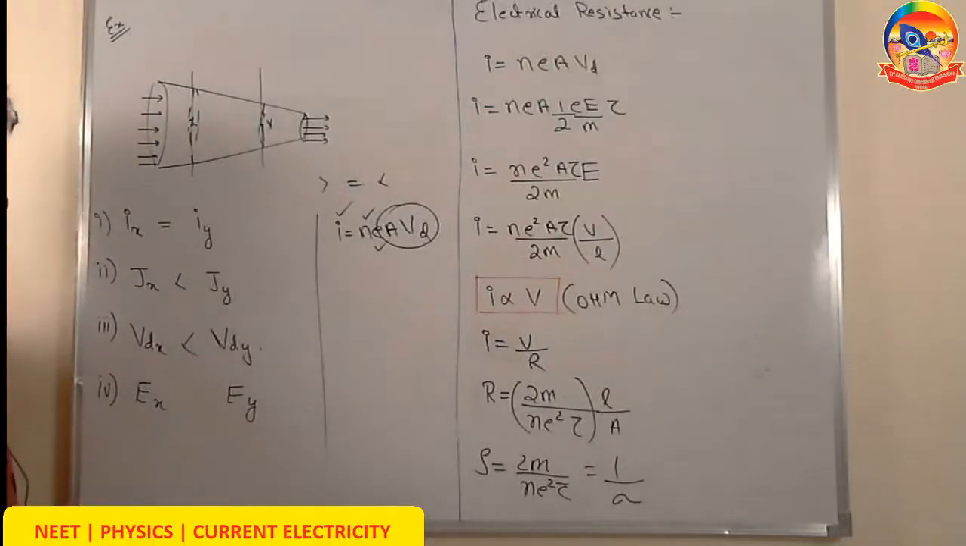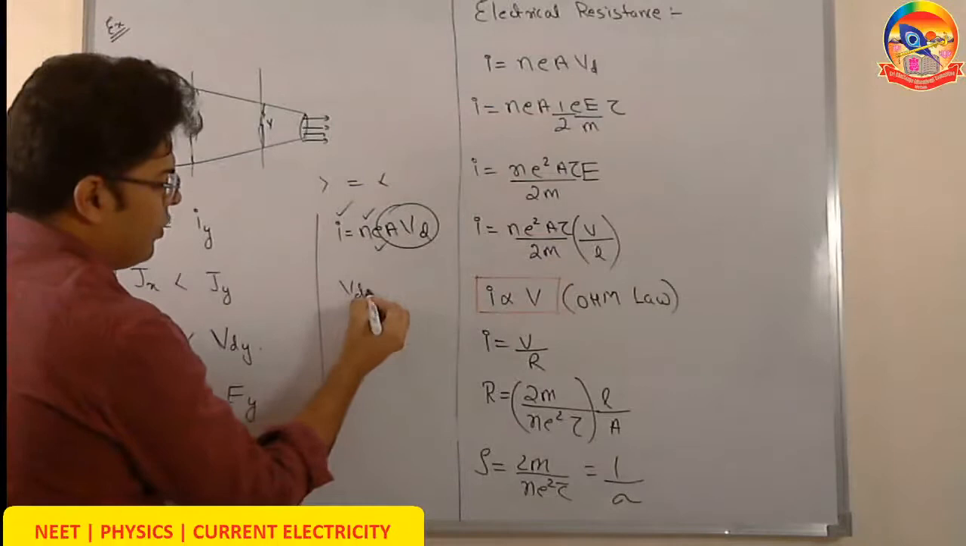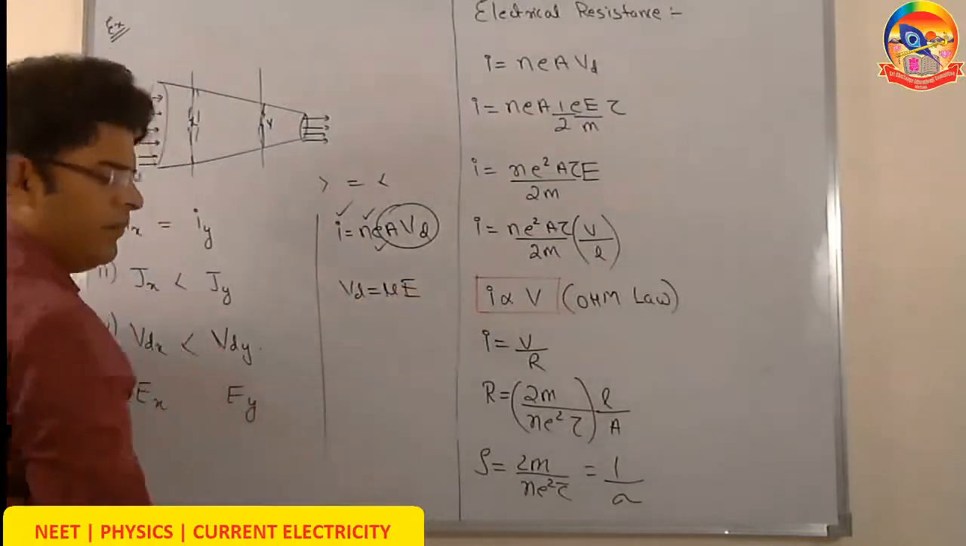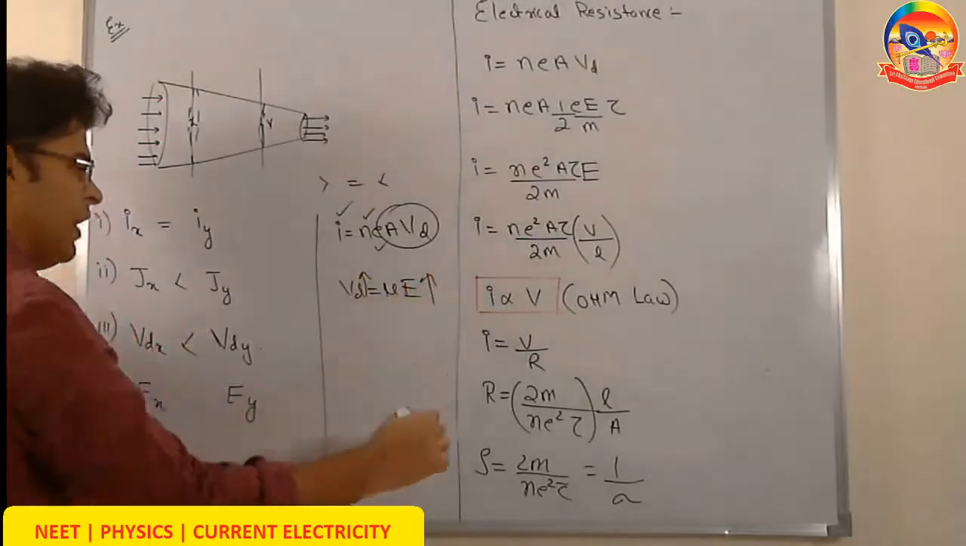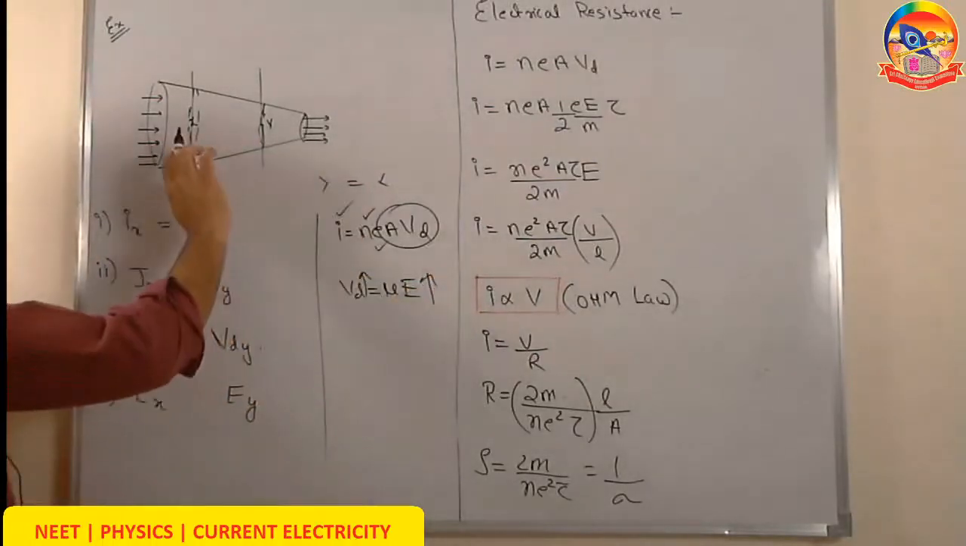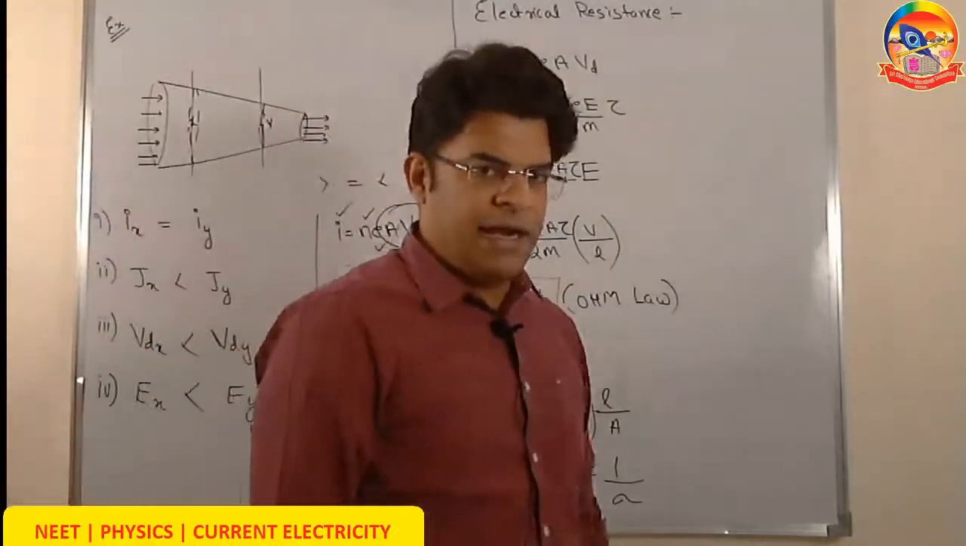Next thing, where will the electric field be more, at x or at y? We know that the drift velocity equals mobility times electric field. So wherever the drift velocity is higher, there the electric field also has to be higher. Here we can see that the drift velocity at y is more, so the electric field at y has to be more than the electric field at x.